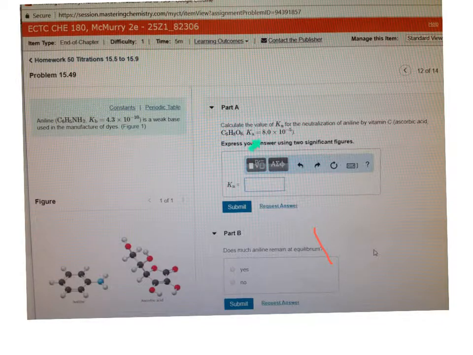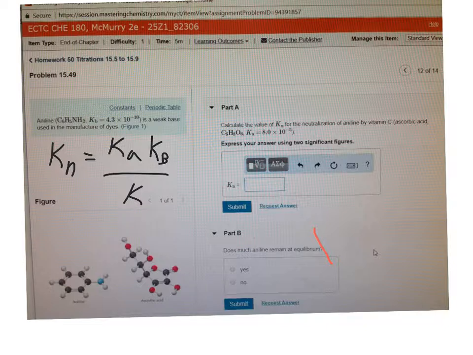This problem asks for the equilibrium constant for the neutralization of alanine with vitamin C. What you're doing is you're reacting a weak acid with a weak base. Now, I can cut to the chase and give you the formula: when you react a weak acid with a weak base, the equilibrium constant is going to be equal to the Ka times the Kb divided by the Kw.